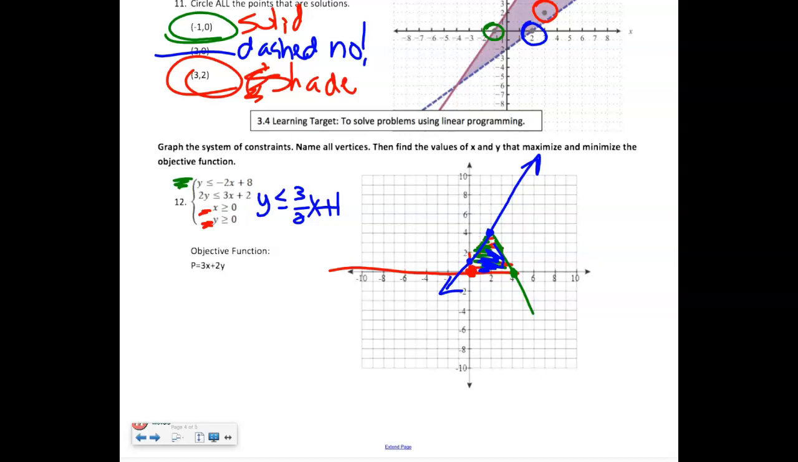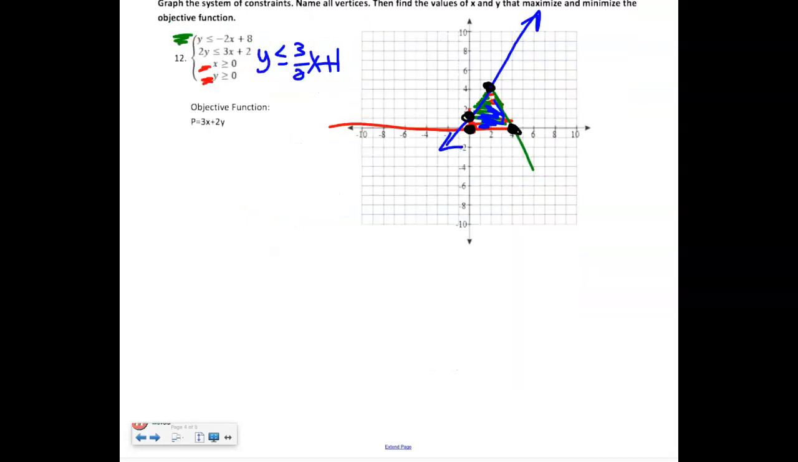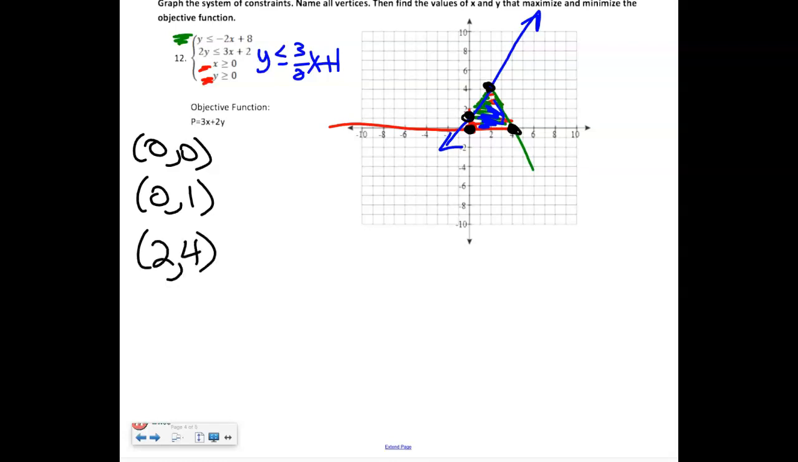So now reminder, the next thing we're going to do is we're going to find all of those corners. So I see I have this left, this left, this left, and this left. Oh, I got to extend my page. All right, so it looks like I have a point there at 0, 0. I have a point left at 0, 1. I have a point left at 2, 4. And I have a point left at 4, 0.